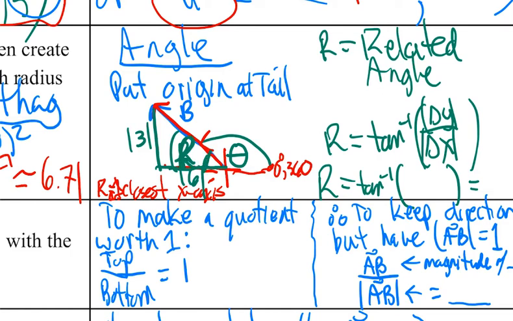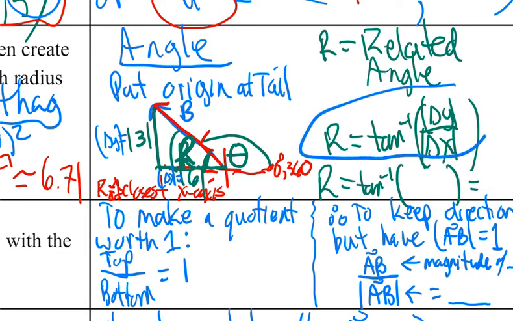R is actually quite a simple calculation. Every single time, r will be delta y, absolute value, over delta x, absolute value. Every single time. It's that formula there, folks. That's your related angle, the angle between the closest x-axis and the vector. So in this case, what is r? R is going to be delta y, the absolute value of delta y, which is 3.